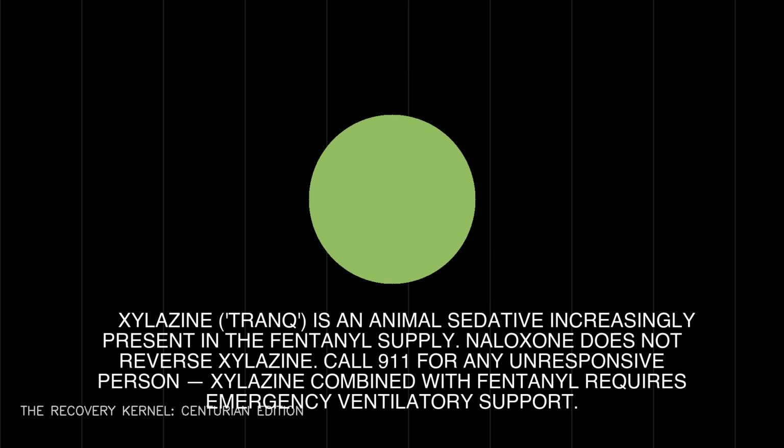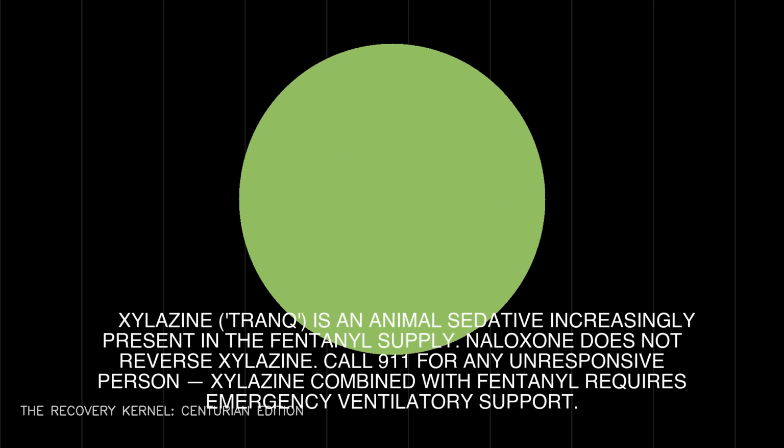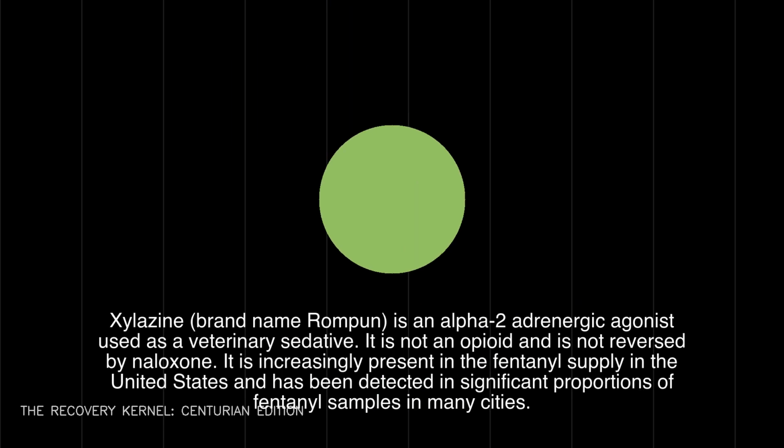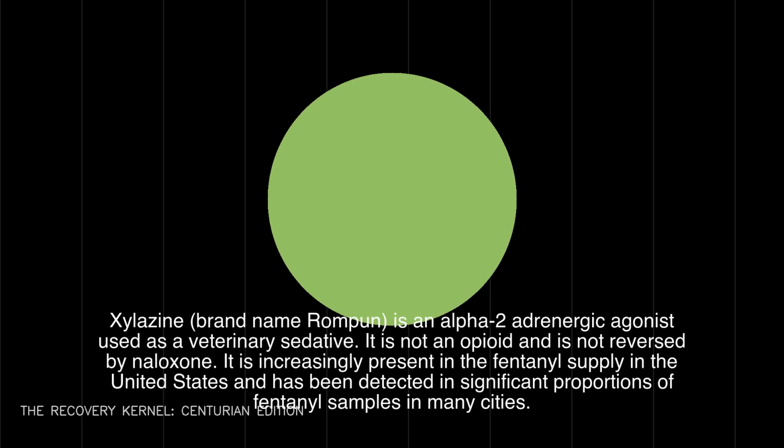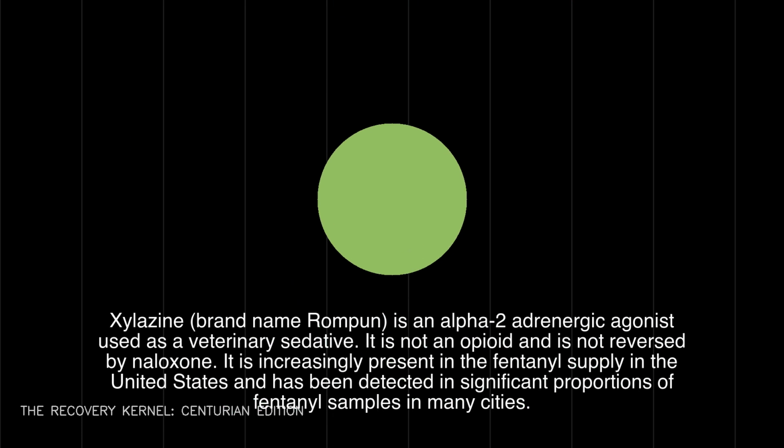Xylazine, brand name Rompun, is an alpha-2 adrenergic agonist used as a veterinary sedative. It is not an opioid and is not reversed by naloxone. It is increasingly present in the fentanyl supply in the United States and has been detected in significant proportions of fentanyl samples in many cities.